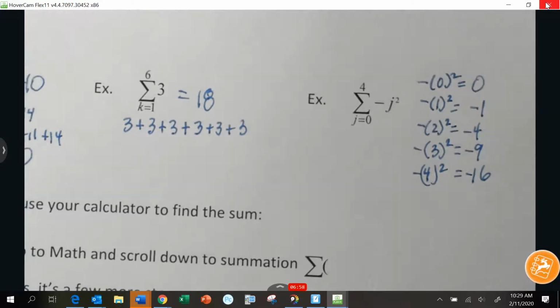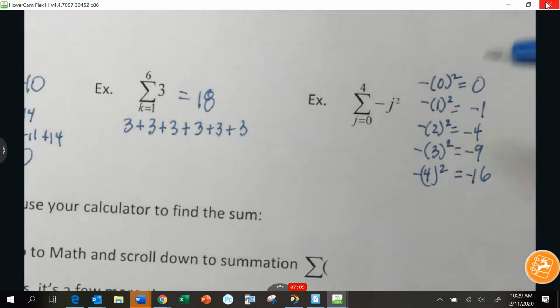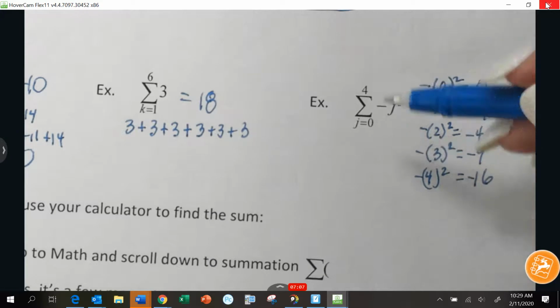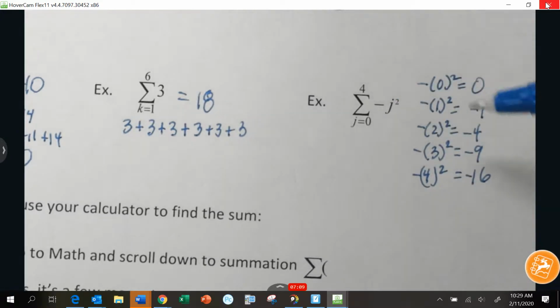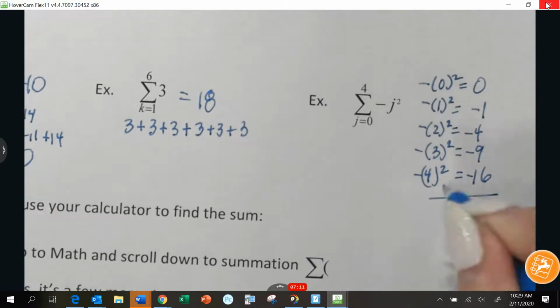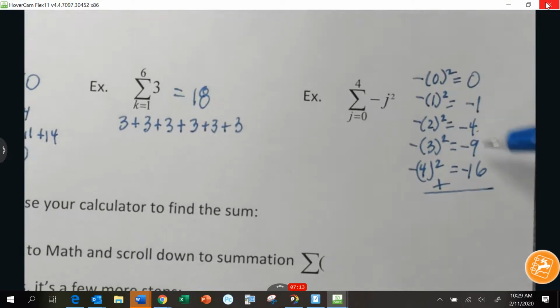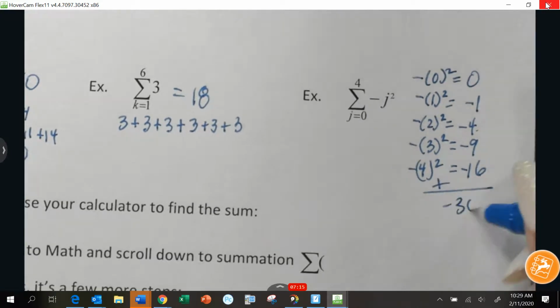So how many terms are there? See, you want to say 4. You do, don't you? It's 5 terms because it goes from 0 through 4, including the 0, including the 4. Now we're going to add those up. What is it? 30.